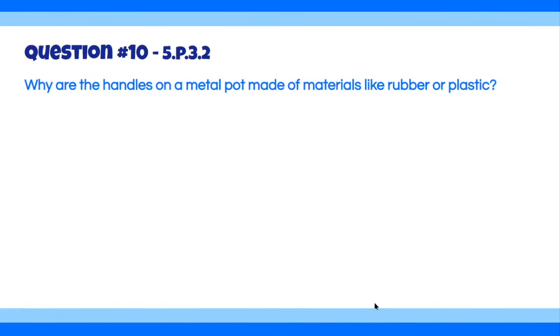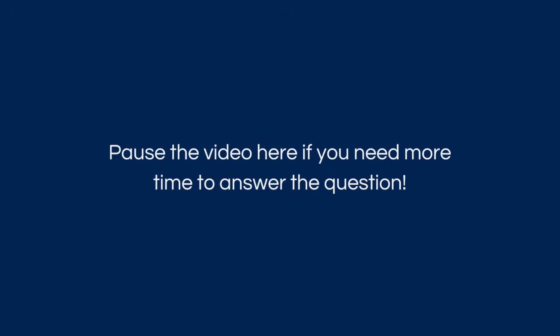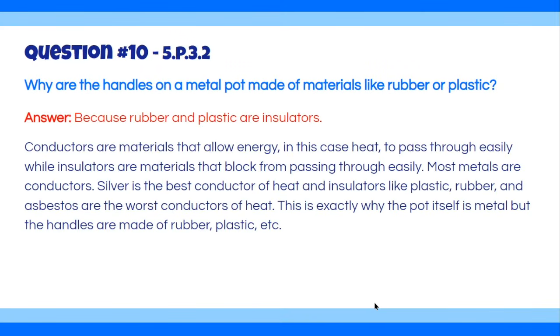Alright, moving on to our last question of this video, question number 10. Why are the handles on a metal pot made of materials like rubber or plastic? Well, it's because rubber and plastic are insulators.